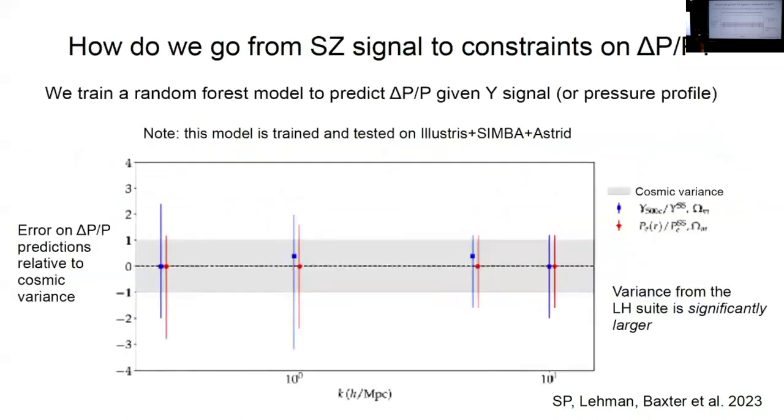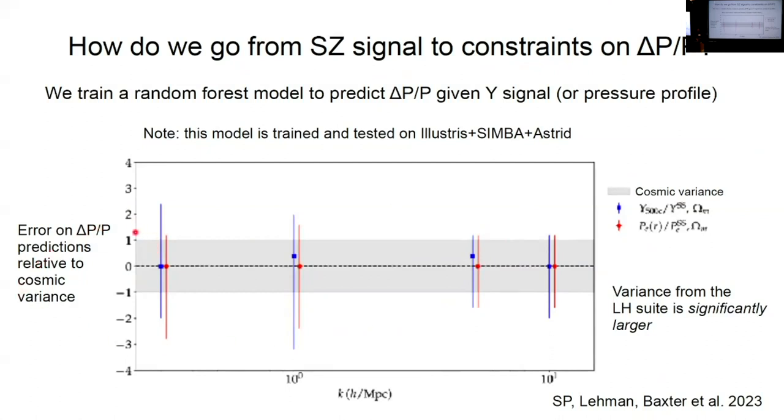So basically, how do we now go from these SZ signal measurements to the power suppression? We train a very simple random forest model where the input is the integrated SZ signal, and we try to predict the delta P over P. The model is trained and tested on all three hydrodynamical prescriptions: TNG, Simba, and Astrid. And basically, the result is here.